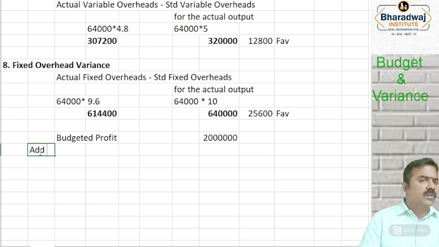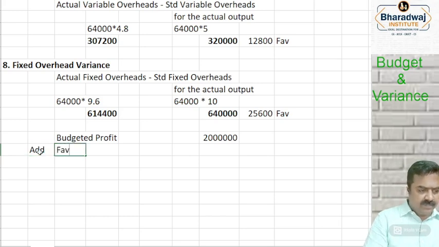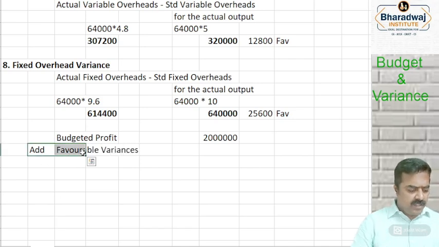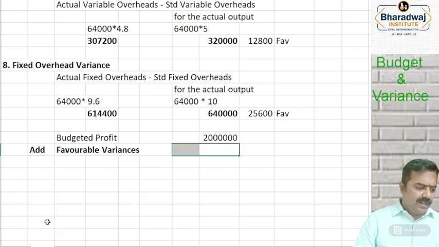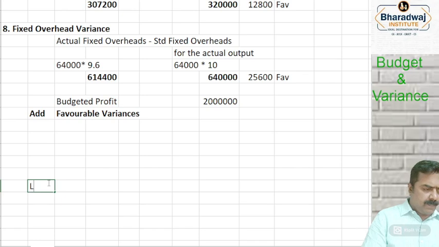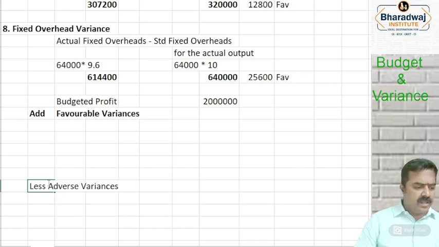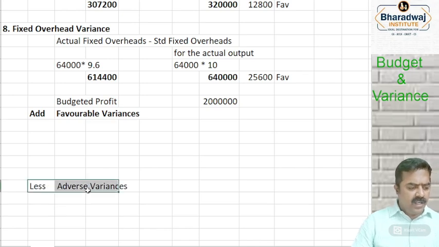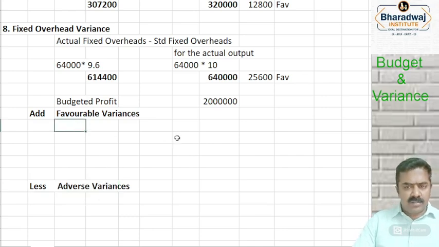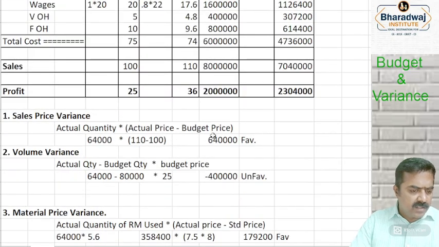Simple. Favorable variances will increase your profit. Less adverse variances. Why? Because it will reduce your profit. Adverse variances, either more cost is spent or lesser revenue is attained, it will reduce your profit or loss. Look at the favorable variances. Sales price variance favorable.